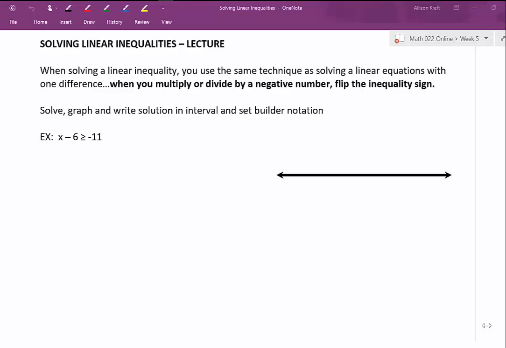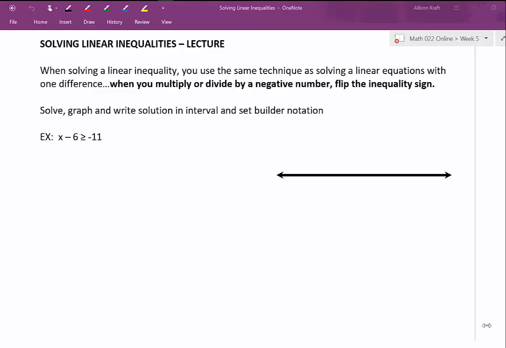In this lecture, we'll be solving linear inequalities. When solving a linear inequality, you use the same technique as solving a linear equation with one difference. If you multiply or divide by a negative number, you must flip the inequality symbol. Let's solve each linear inequality, graph and write its solution set in interval and set builder notations.